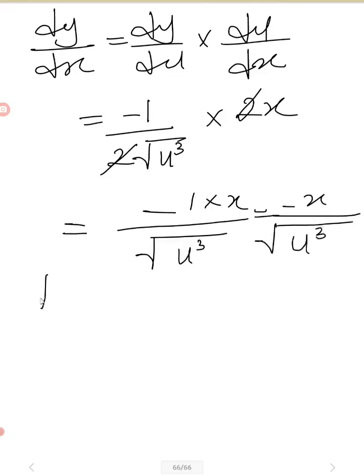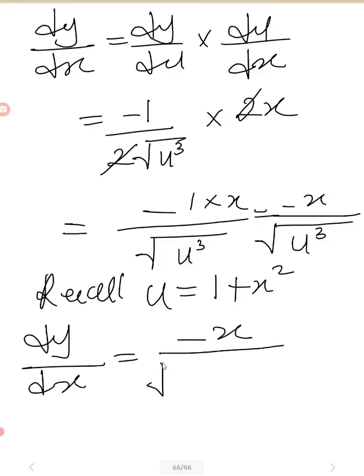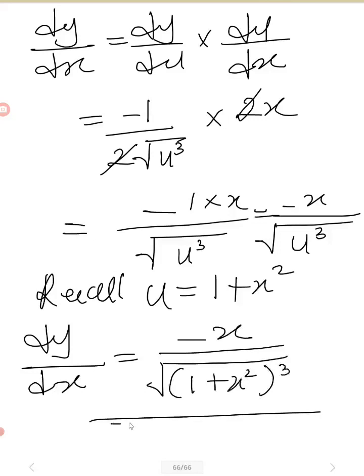But recall that u equals 1 plus x squared. So our dy with respect to x will now be minus x all over root of (1 plus x squared) all raised to power 3. This is the final answer. So this is the composite rule, the chain rule. We stop in this example.